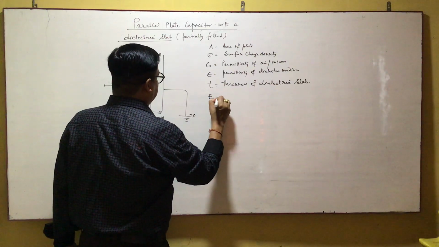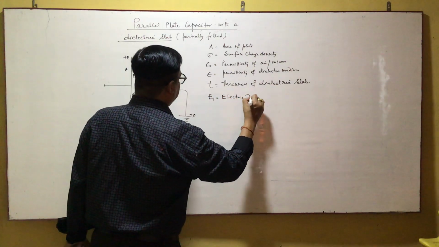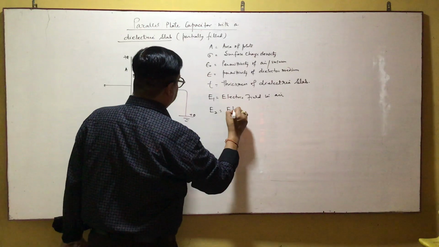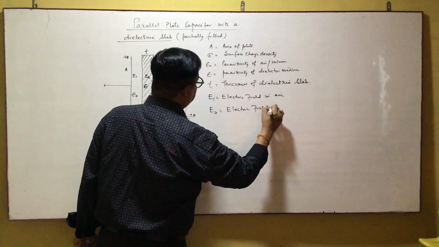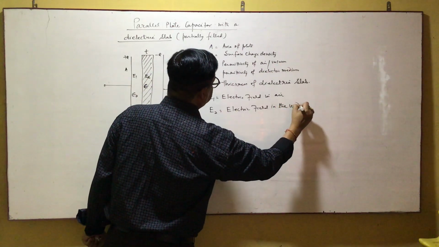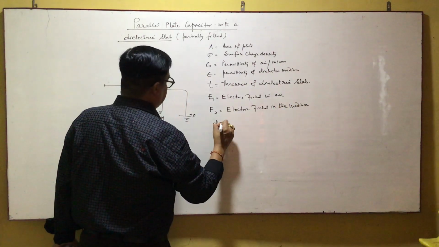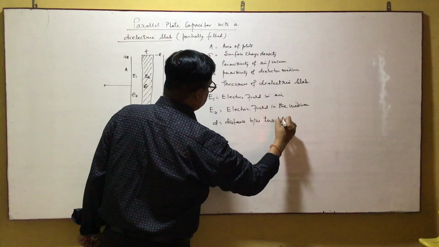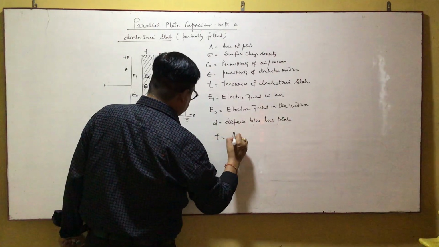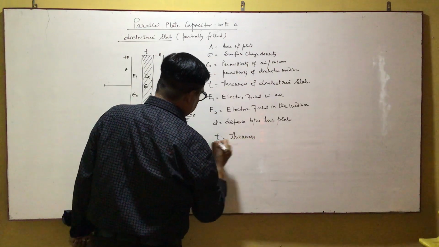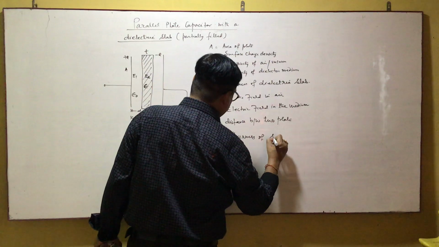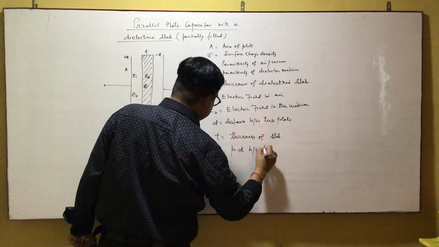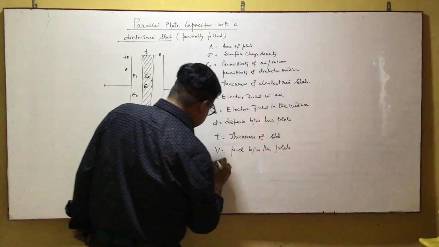E1 is electric field in air, E2 is electric field in the medium, D is the distance between two plates, and T is the thickness of slab, V is the potential difference between the plates, and C is the capacitance.